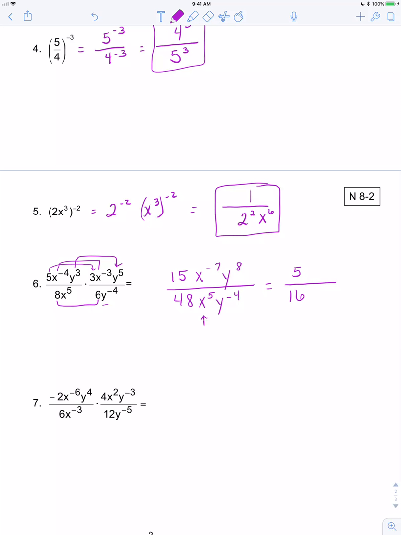That means subtract: negative 7 minus 5 gives us negative 12. Well, where does that need to go? It needs to go on the bottom so that it becomes positive, x to the 12. Now let's deal with the y's. We've got y to the 8, and remember that the negative 4 is on the bottom. So it's y to the 8 minus a negative 4. Remember, do not drop that negative sign. That turns into 8 plus 4, so that's y to the positive 12. So it's going to go on top.